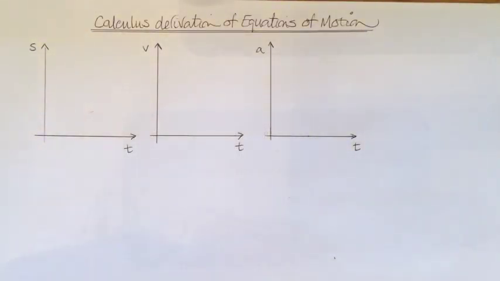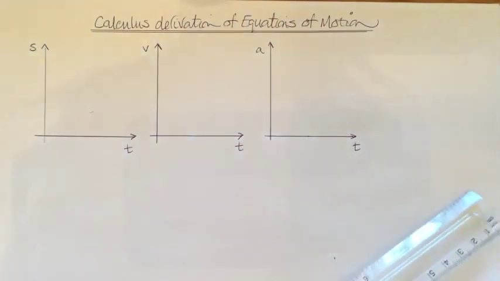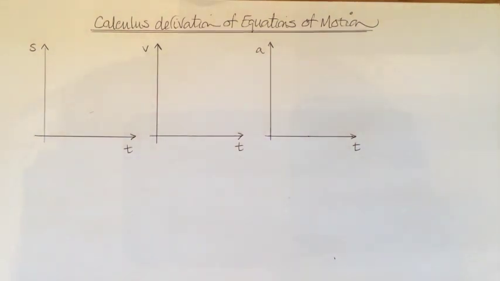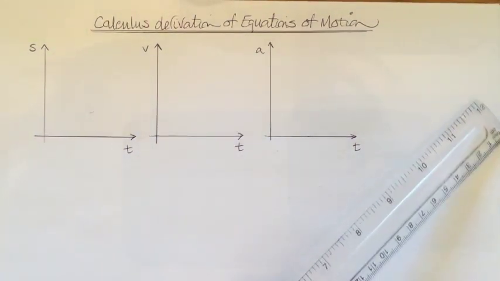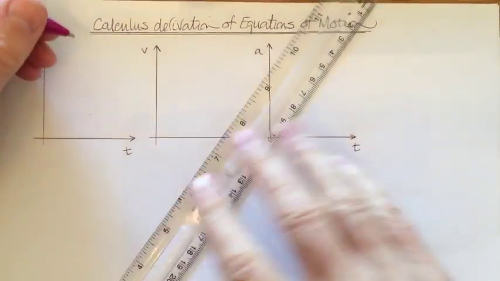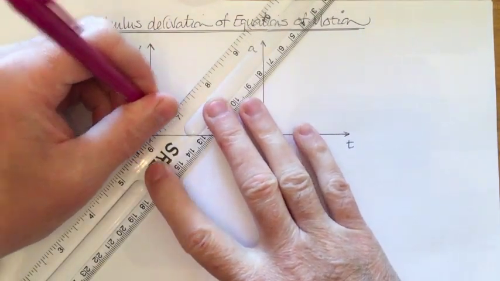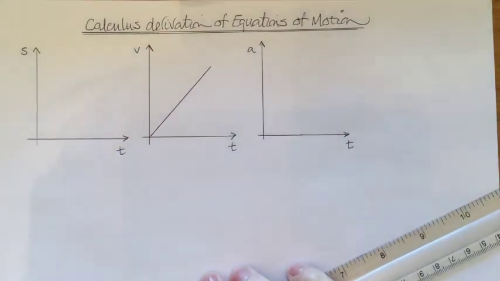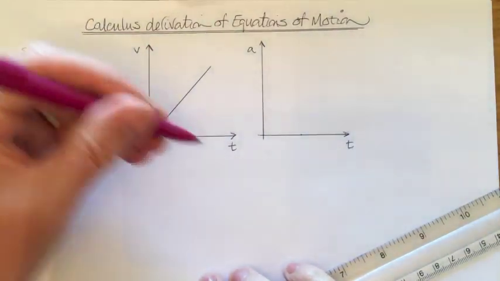Okay, got a wee video this morning for you on the calculus derivation of equations of motion. Motion is all about how things change with respect to time. So if we take the example of an object that is accelerating, if it's got a constant acceleration, then its velocity is changing with respect to time.